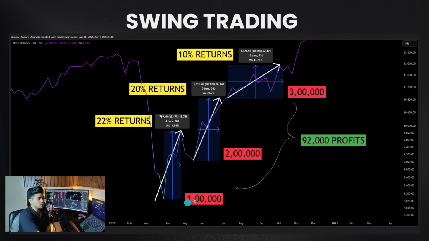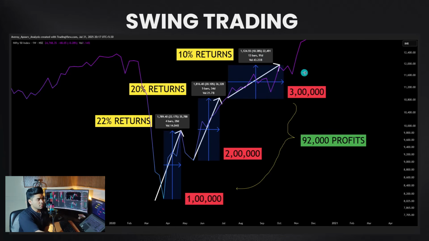Now because you have already made some profit, so now you're confident enough to put more capital. You put more capital here and you made again a 20% return. Now that is around 40,000 rupees of profit. Same thing you do again. Let's say you put 30,000 rupees, you made 10% return in 90 days. You can see here. So that is around 30,000 rupees.